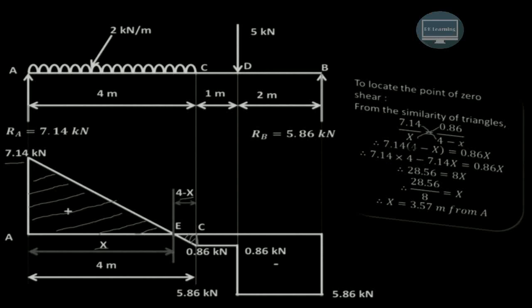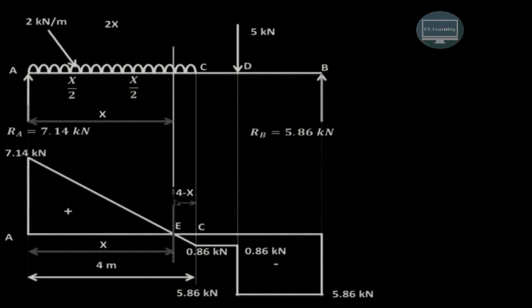And now you can multiply the 7.14 inside the bracket. So 7.14 into 4 and 7.14 into x. And if you rearrange the terms, then you will get the value of x is equal to 3.57 meter from A. So at a distance of 3.57 meter from A, the shear force is 0. And at this particular point, we can first find out the bending moment, because the bending moment at this particular point will always be maximum.